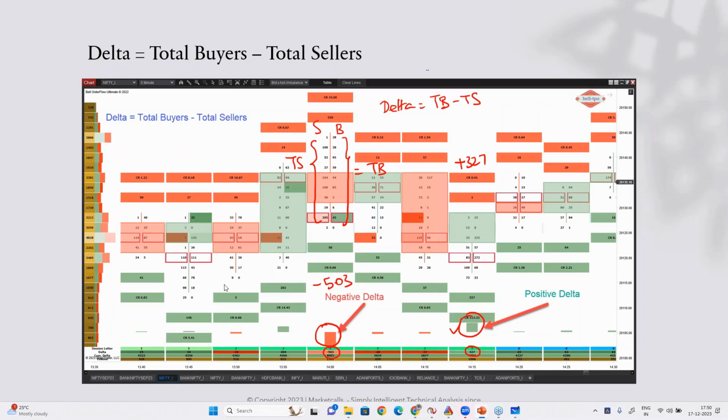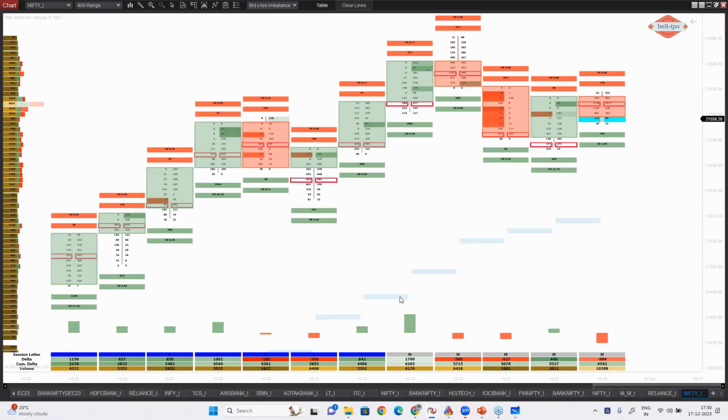All right. So delta, we can see it in the table also. At the bottom, you can see tables. Maybe I'll show you the tables here. When it comes to tables, I always use only three parameters. Number one, delta. Number two, cumulative delta. And number three, volume. You can track my mouse here. At the extreme left, I am showing those three values: delta, cumulative delta, and volume.